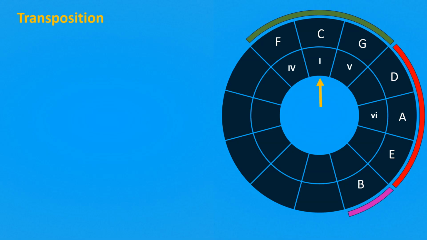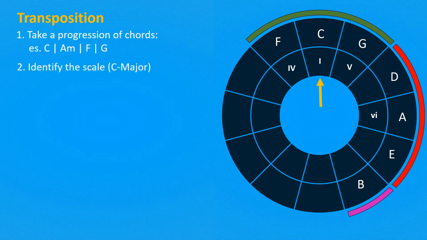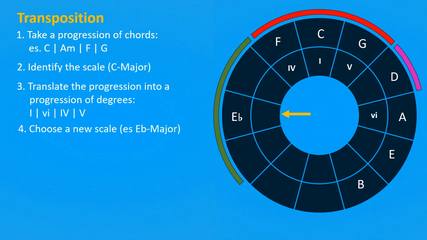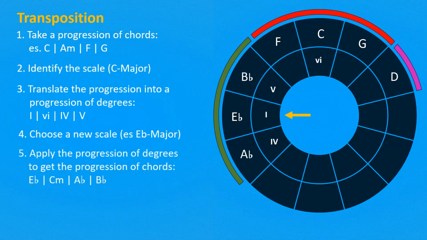Trick number 6. Transposition. Take a progression of chords, for instance C, A minor, F, G. Identify the key, in our case C major. Translate the progression of chords into a progression of degrees. 1, 6, 4, 5. Choose a new key, for instance E flat major. Apply the progression of degrees to get the progression of chords. E flat, C minor, A flat, B flat.